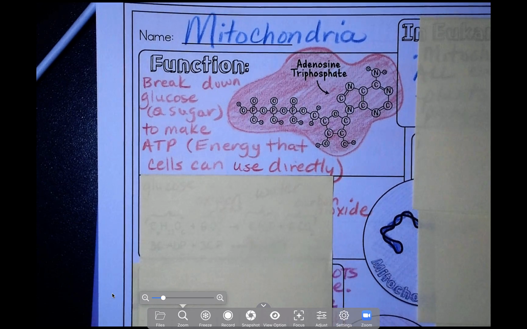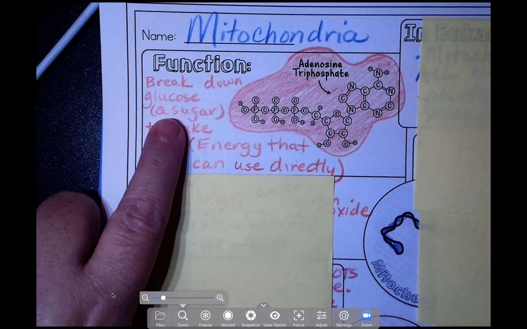The cell cannot use glucose directly for all of the different chemical reactions that occur. You remember when we were talking about chemical reactions and I said all chemical reactions take energy, right? And our bodies have trillions and trillions of chemical reactions constantly, and our bodies need energy to do that. So we take in food, and some of the food, the carbohydrates, we break down into glucose, but glucose then has to be broken down into something that the cell can use.